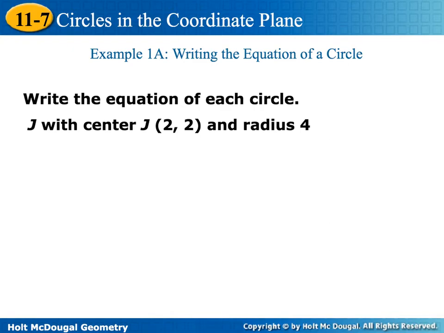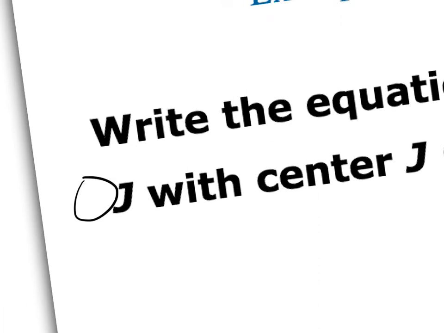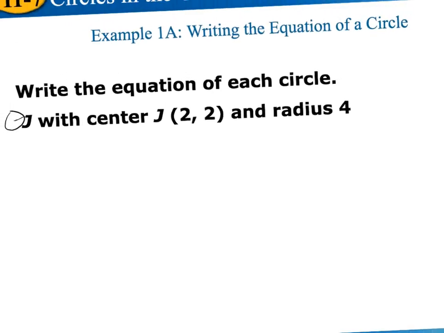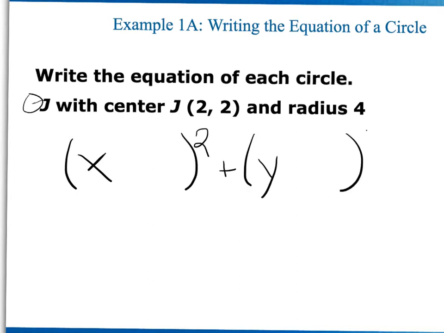All right, so they want us to write the equation of each circle. This is supposed to read circle J with center (2, 2) and radius 4. So I'm going to start off with my (x) squared plus (y) squared equals. These are the things that are going to happen every time you have a circle equation. Every time, I promise. Every single time.